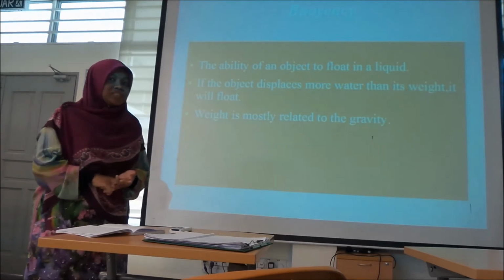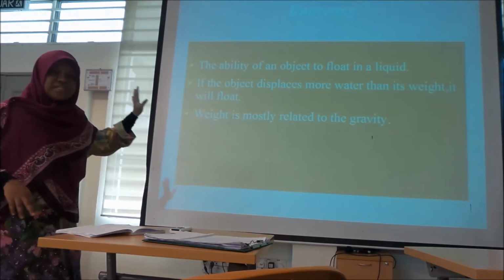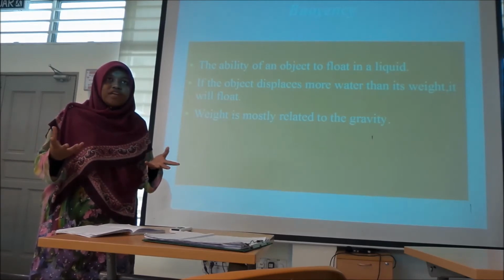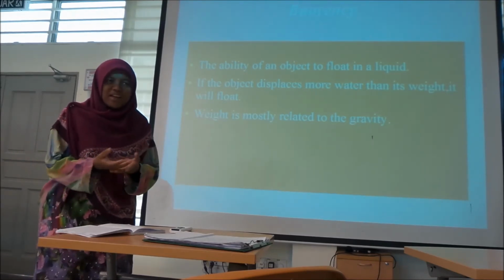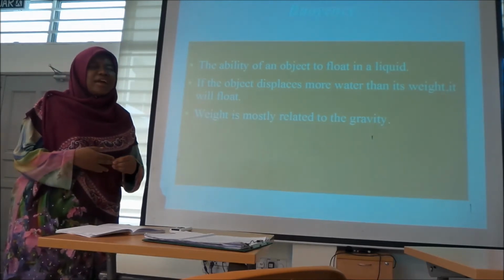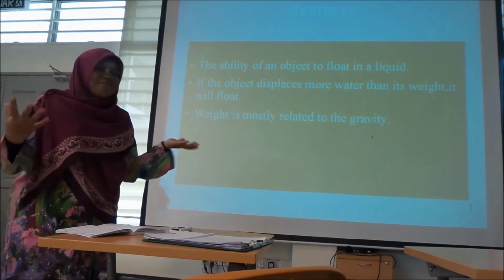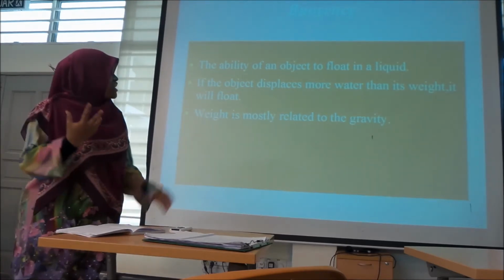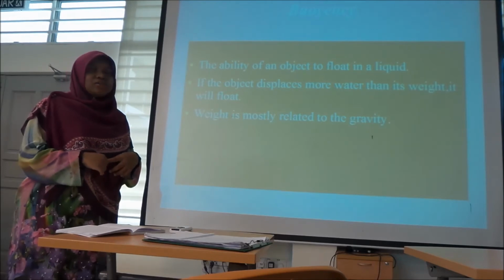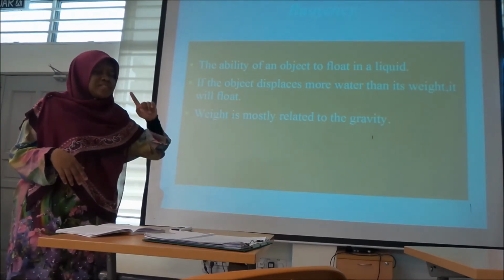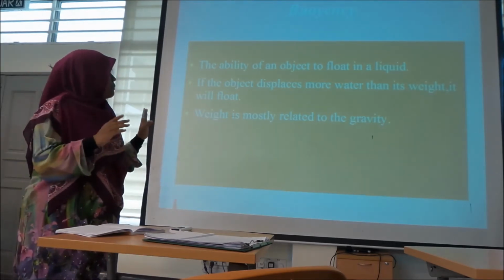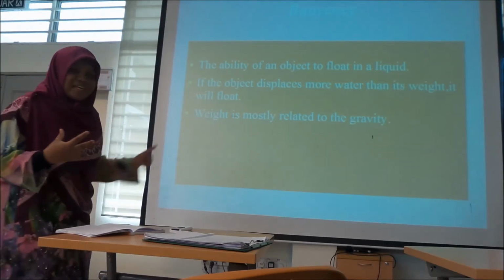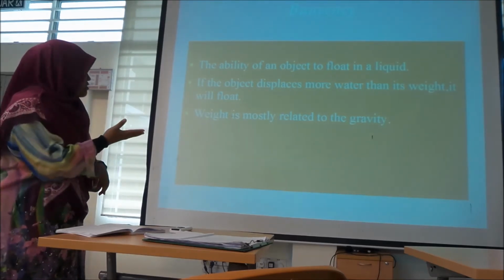The second importance of gravity is buoyancy. Buoyancy is the ability of an object to float in a liquid. Liquid means every single liquid, like water, that has volume. For information, liquid has mass. Even if the liquid is measured in cubic meters, we can convert the cubic meters into kilograms, the mass. If the object displaces more water than its weight, its mass, it will float.